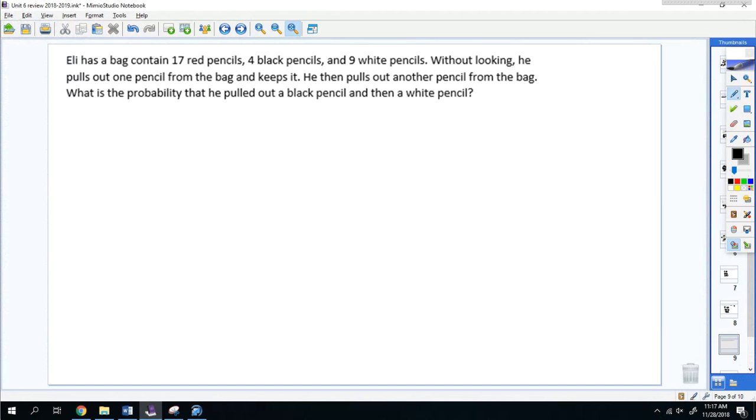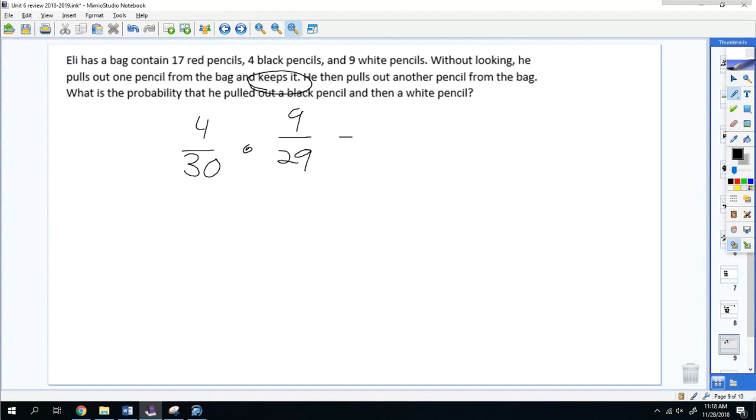Okay, number 9. Ellie has a bag containing 7 red pencils, 4 black, 9 white, and without looking, he pulls out 1 pencil from the bag and keeps it. He then pulls out another pencil from the bag. What's the probability that he pulled out a black pencil then a white pencil? Well, first off, you got to figure out how many pencils there are. There's 20 of them. So the probability of getting a black pencil is 4 out of 30. And then he says he keeps it. That means he doesn't put it back. So the probability of getting a white pencil will be 9 out of 29 because 1 pencil was taken away.